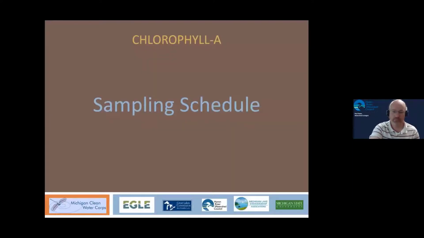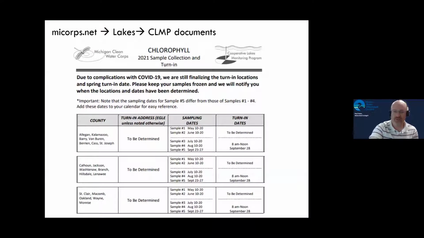So this will look really familiar if you were just listening to the phosphorus presentation. We have specific times we want you to sample for chlorophyll A, and you see that in the third column. It says sampling dates. Now, this is also broken down by county, so where you are in the state determines your sampling.